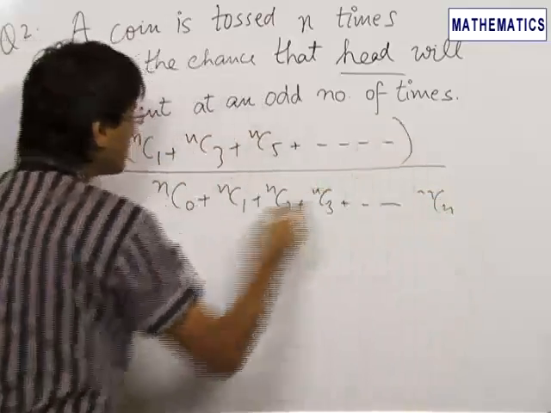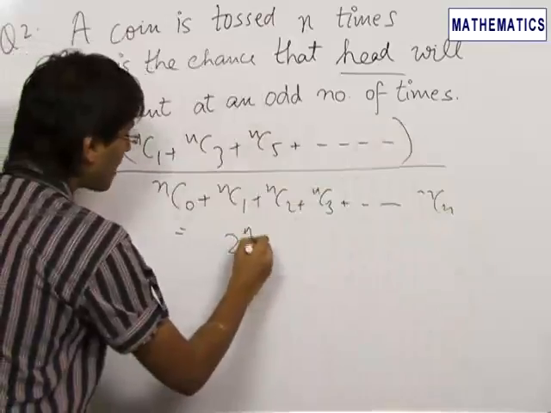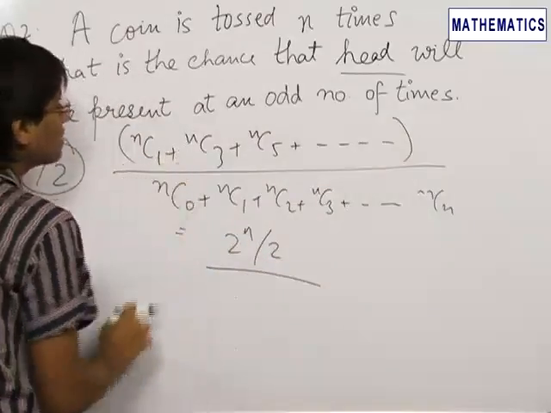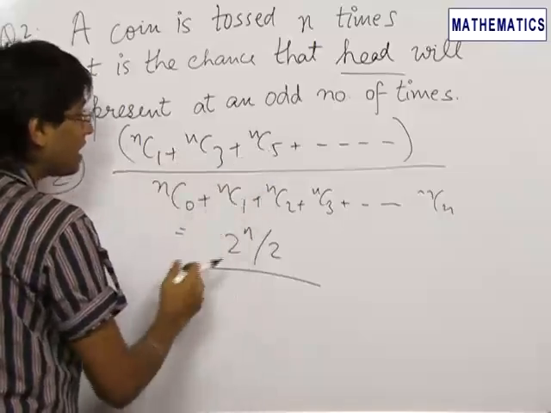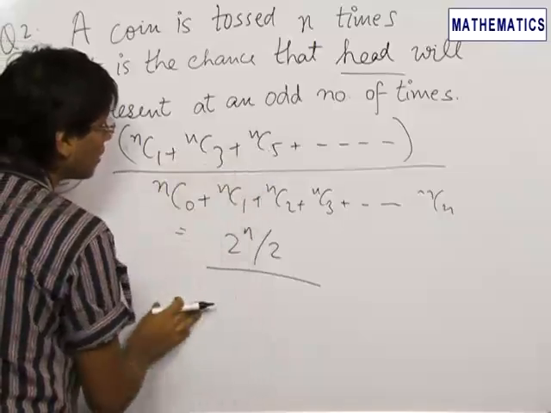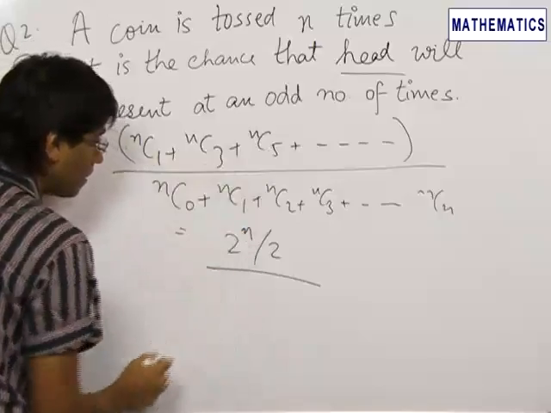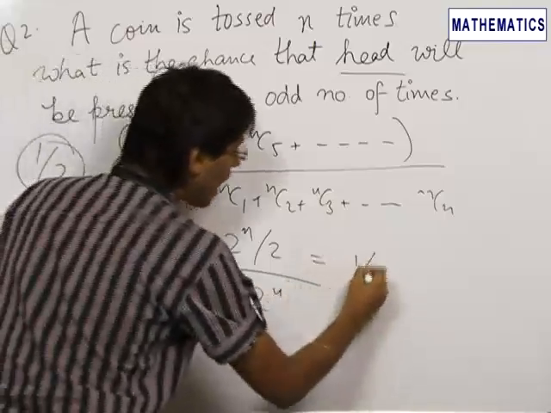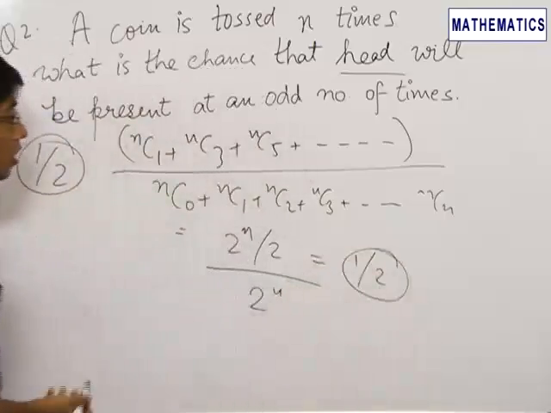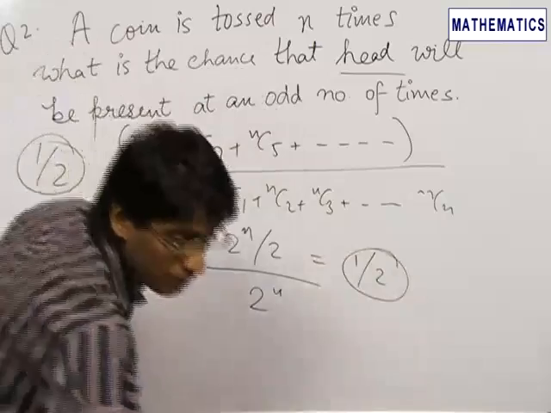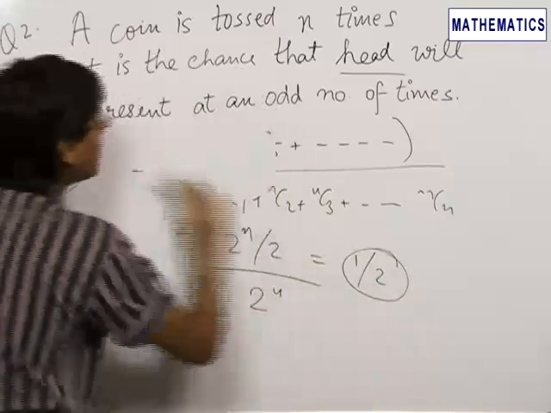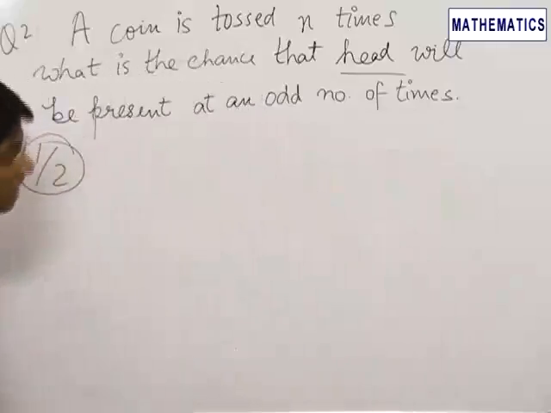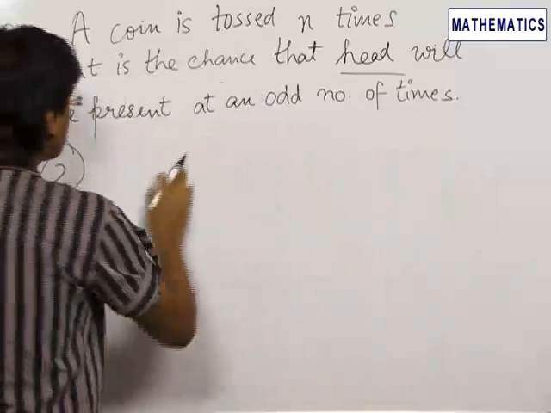We know that this is equal to 2 power n upon 2, because the total number of even ways plus the total number of odd ways are equal and they sum up to 2 power n. So this is equal to half. This is the mathematical way in which we proved that the probability of a head coming an odd number of times in n tosses is half.